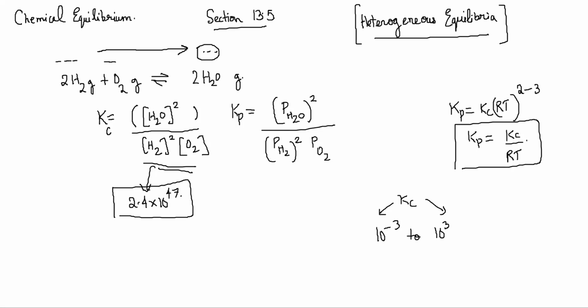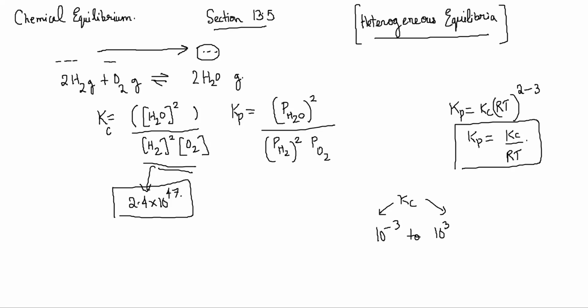Then he is making these generalizations. He's saying if Kc is greater than 10 power 3, products predominate over reactants. If Kc is very large, the reaction proceeds nearly to completion. If Kc is less than 10 power minus 3, reactants predominate. If Kc is very small, the reaction proceeds hardly at all. If Kc is in the range between, appreciable concentrations of both are present.